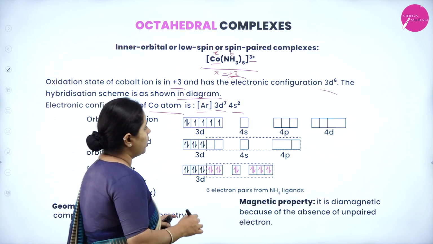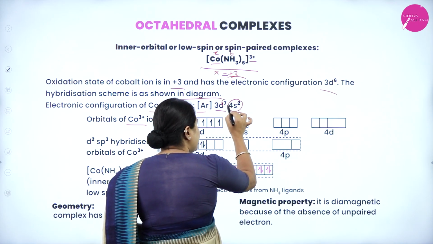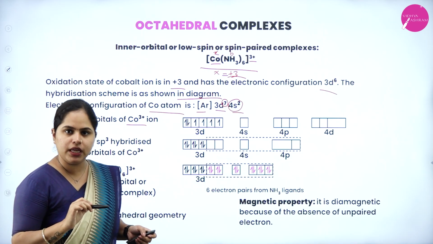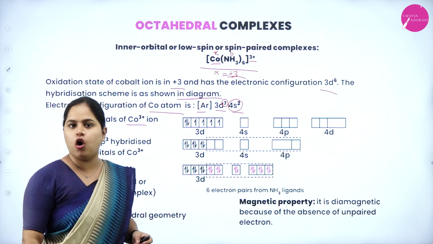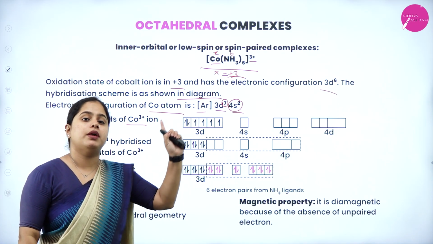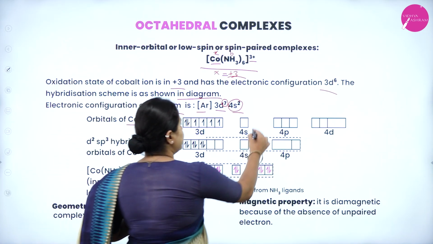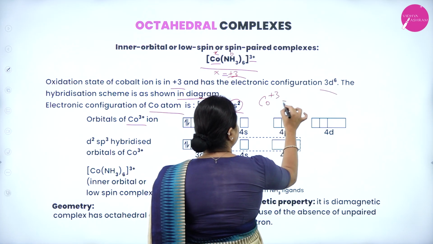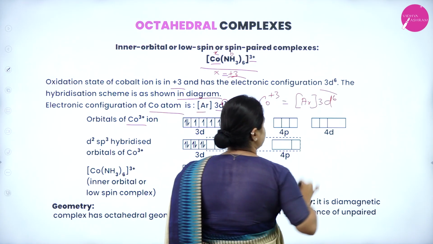In that case, 2 electrons from the s orbital and 1 electron from the d orbital will be removed. 3 plus means 3 electrons are being lost, so 2 electrons will be lost from the s orbital and 1 from the d orbital. Hence in the Co3+ state, the electronic configuration will be argon 3d6.